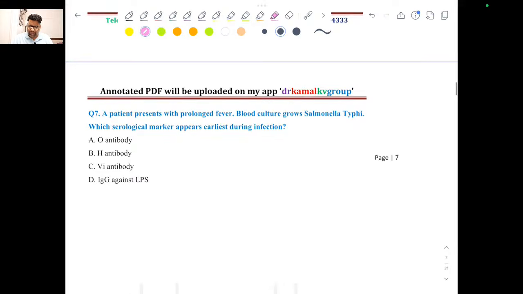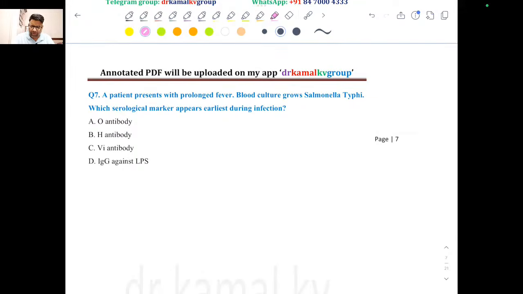Then moving forward to next question, again from a very important topic. So a patient is presenting with prolonged fever, and blood culture showed Salmonella typhi. Okay, so probably this is a case of typhoid or enteric fever. Now, which serological marker appears earliest during infection?